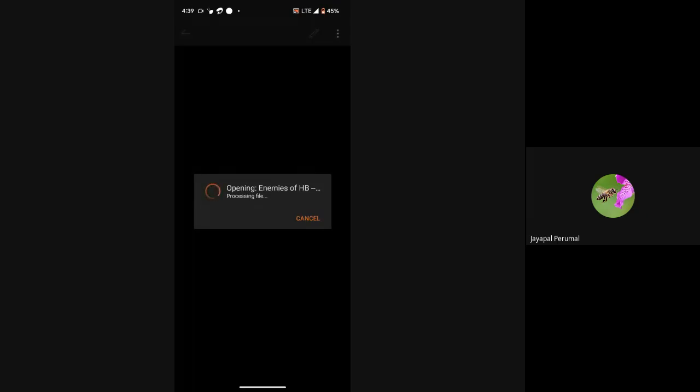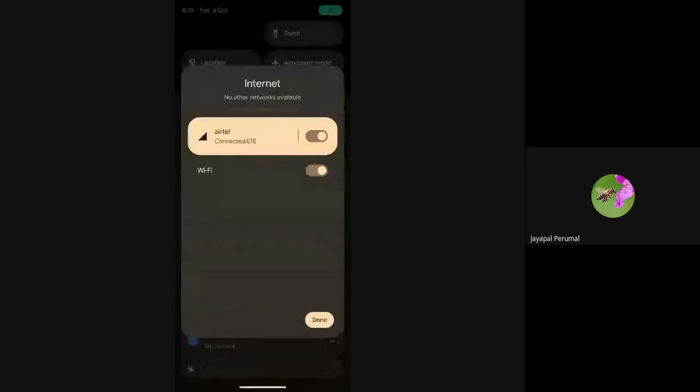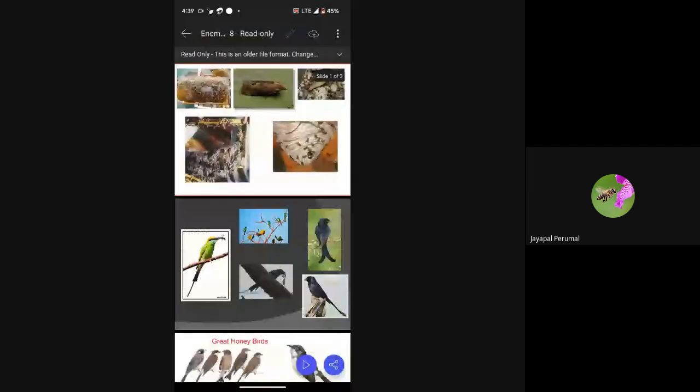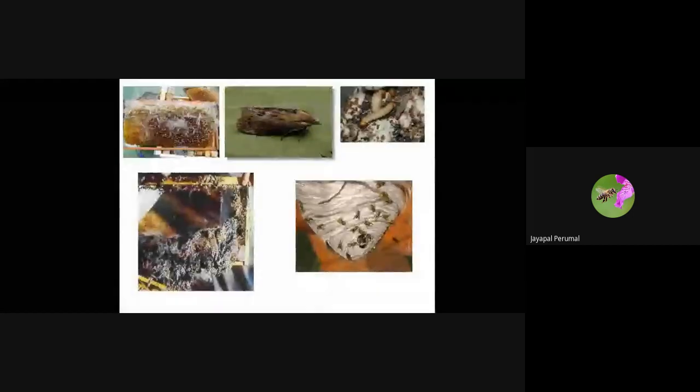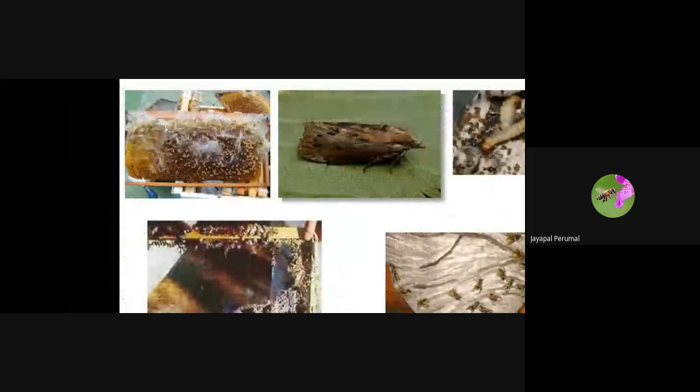Okay. Sir, do you have any pictures of a wax moth laying eggs, depositing eggs at the bottom board? Any pictures you have, sir? I'm trying to open it. It's not opening. Please wait. Yes, I don't think we have all the pictures. I will show whatever pictures we have.